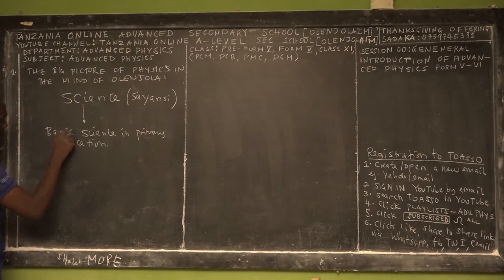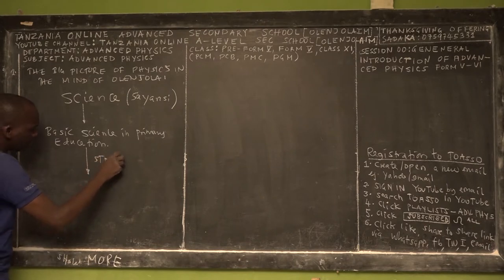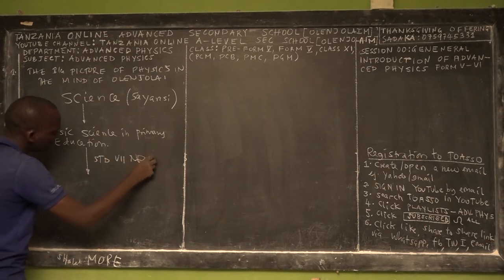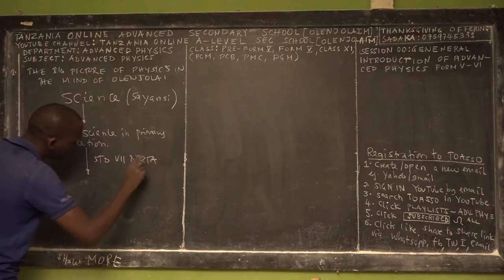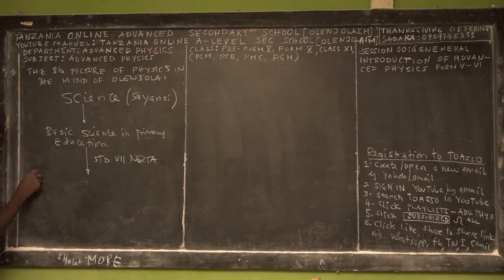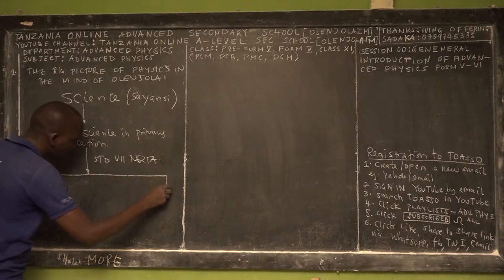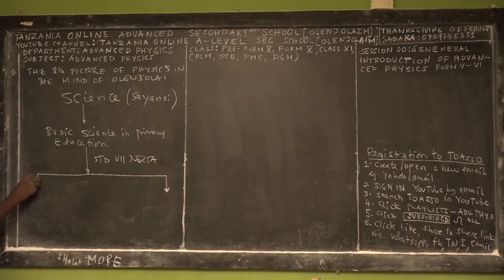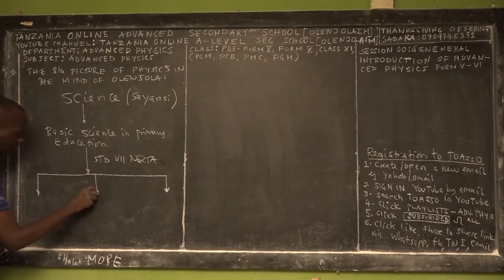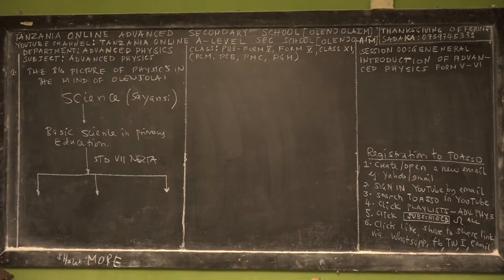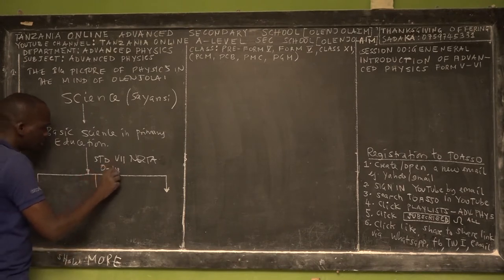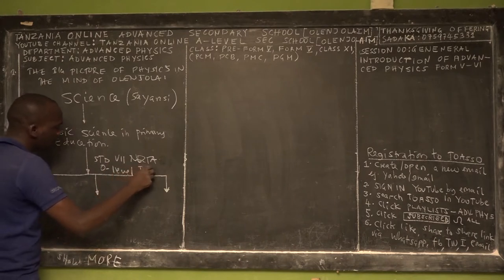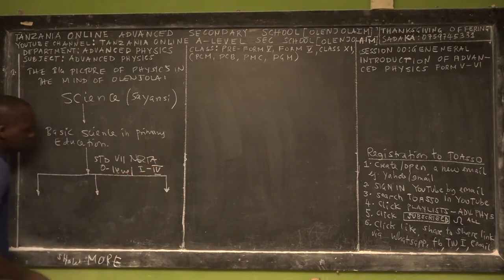Once we graduate and we did the standard seven NECT exam, then once we pass, we joined ordinary secondary education. And then we continue to study the beauty of science, and the subject of science now is going to be divided into three subjects. This is O level, and this is all about form one through form four. So the subject of science will be divided into three branches.